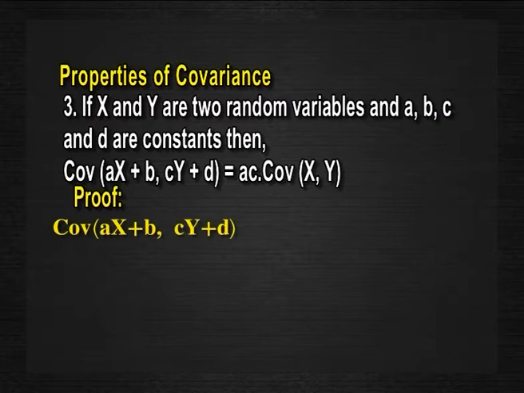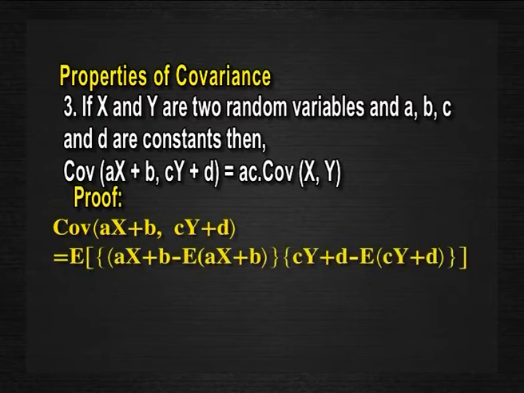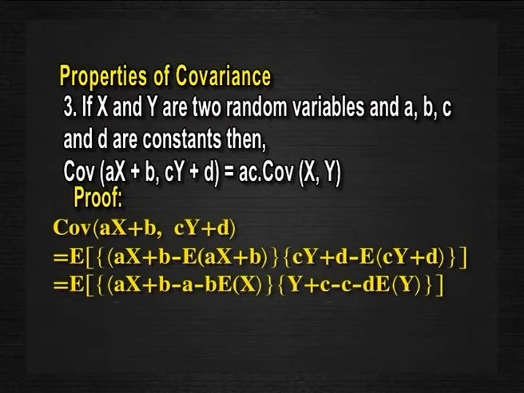Covariance of (aX + b) and (cY + d) is equal to expectation of [(aX + b) minus E of (aX + b)] into [(cY + d) minus E of (cY + d)]. On simplification, we get expectation of [aX + b - a - b into E of X] into [cY + d - c - d into E of Y].